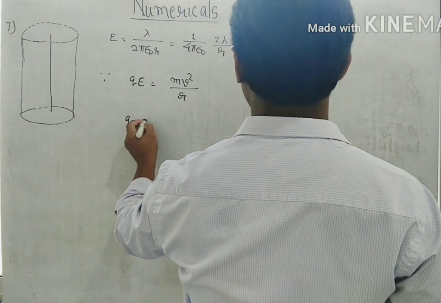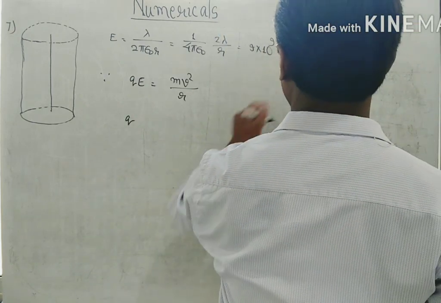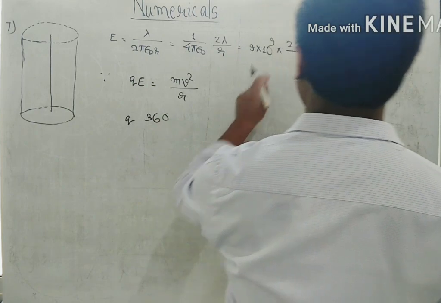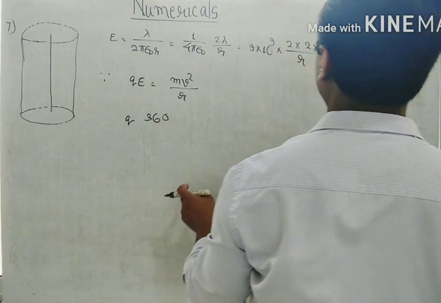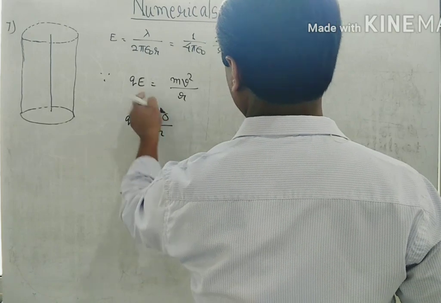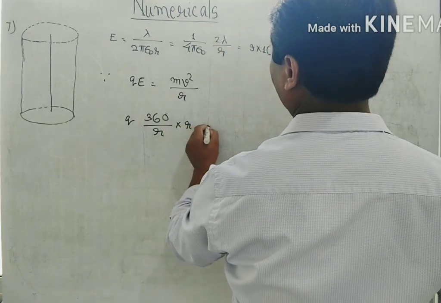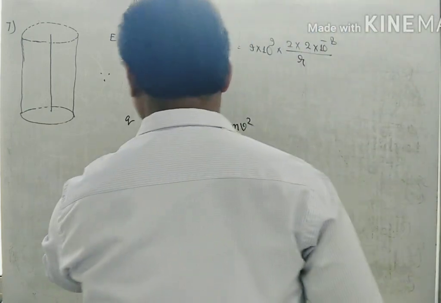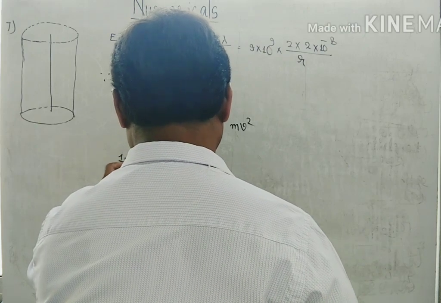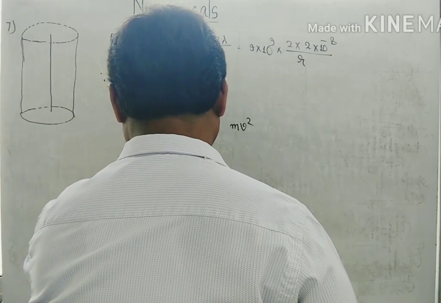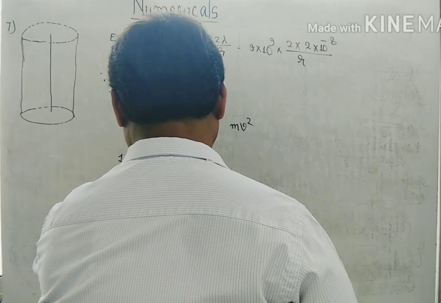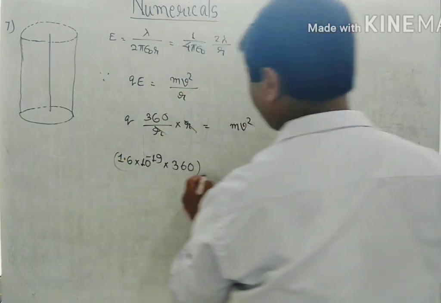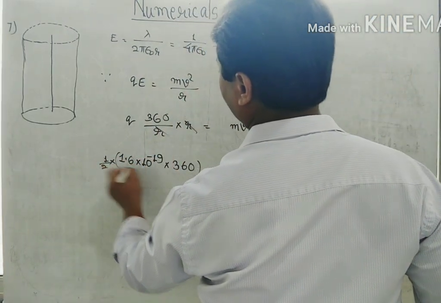So it is 2 into 4, 4 into 9 is 36, and the 10 will remain, upon this r. Now this r goes in multiplication, which is equal to mv square. So r and r will get cancelled, and the charge on the electron we are aware of, 1.6 into 10 power minus 19, into this 360. One more thing we can do is multiply by half on both sides.